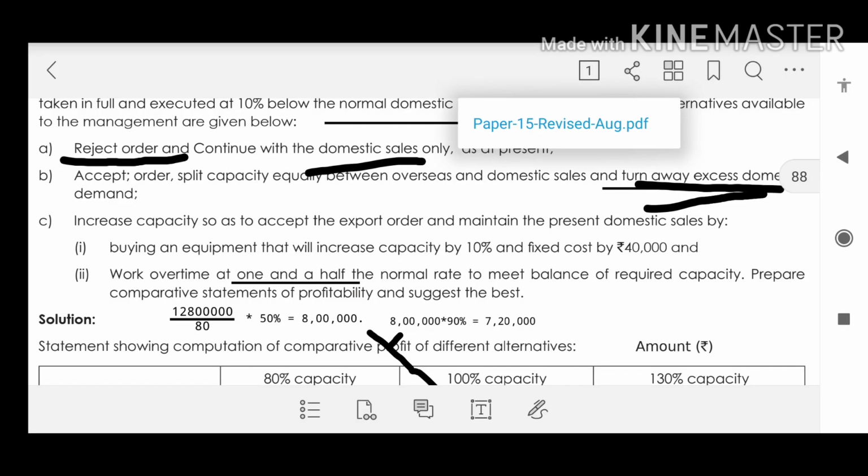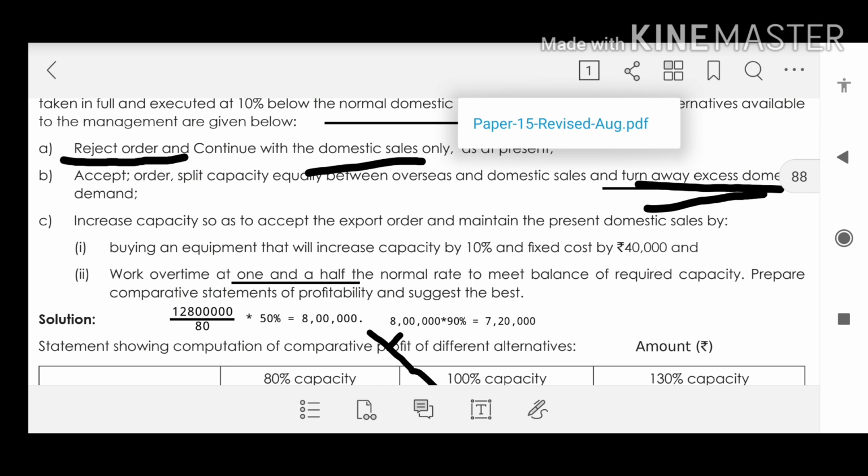The third alternative is we have to increase capacity so as to accept the export order and maintain the present domestic sales. That is, for export order we need the capacity of 50%, and for domestic sales we need 80%. So totally we need 130%. For that we have to buy equipment, and that will increase the capacity by 10%, and also fixed cost by 40,000 rupees. And then you see the second one, that is work overtime.